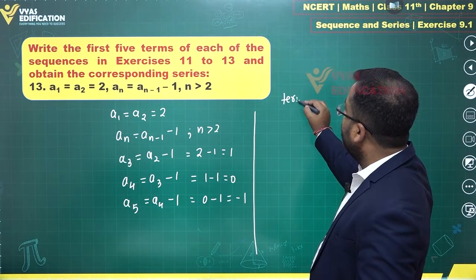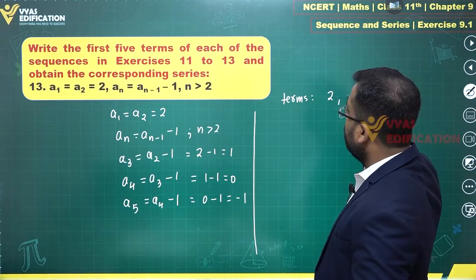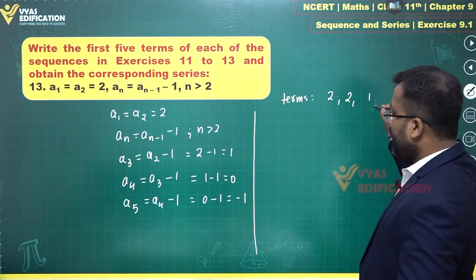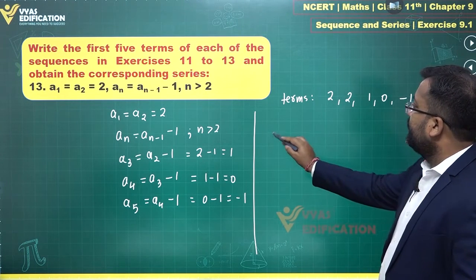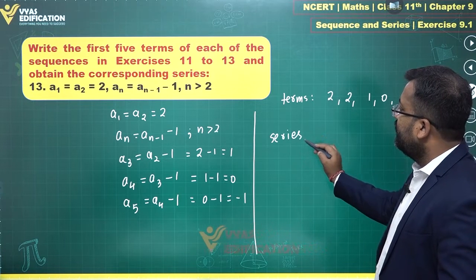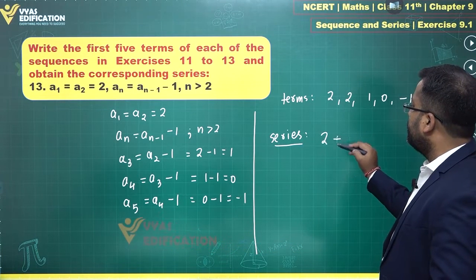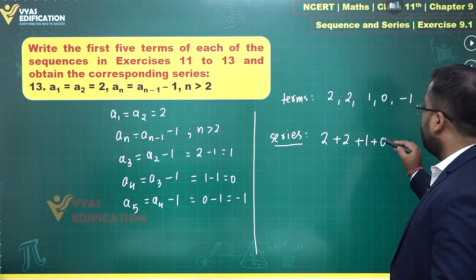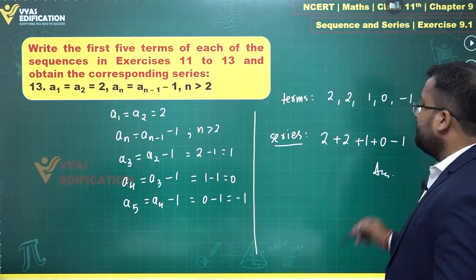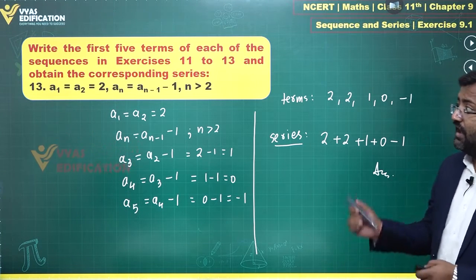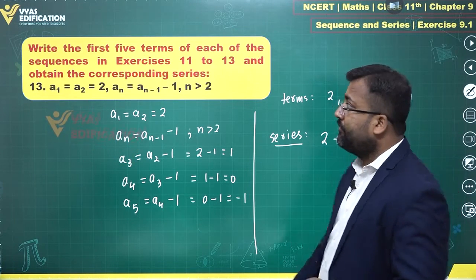Terms of the sequence will be 2, 2, 1, 0, minus 1. The corresponding series will be 2 plus 2 plus 1 plus 0 minus 1, and that's my required answer for this 13th question, as you can see over here.